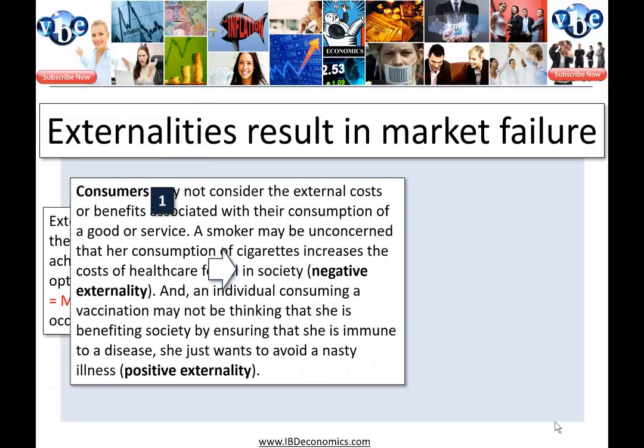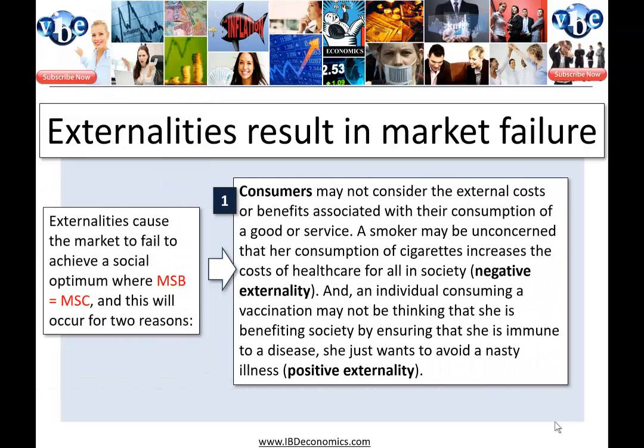Now, externalities result in market failure. They cause the market to fail to achieve a social optimum where MSB, marginal social benefit, equals MSC, marginal social cost. And this is going to occur for two reasons.